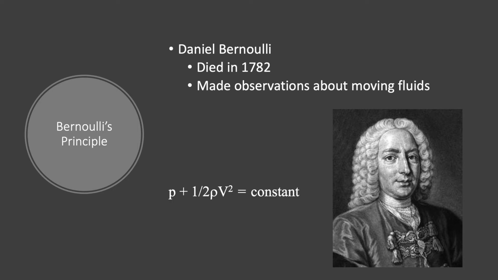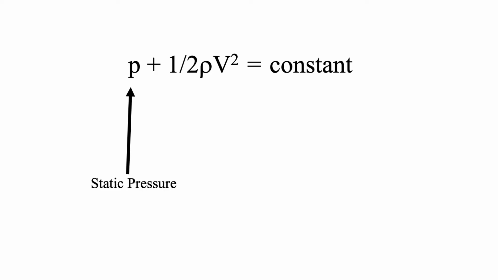That formula is P for static pressure plus 1/2 rho V squared, which is dynamic pressure, equals a constant. What he meant by that was the total pressure has to be constant in order for his formula to work. Let's go through that formula one piece at a time.